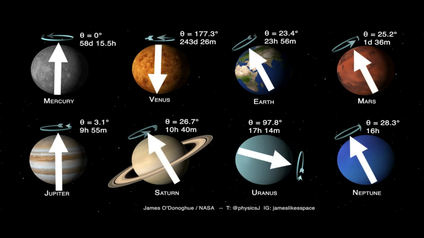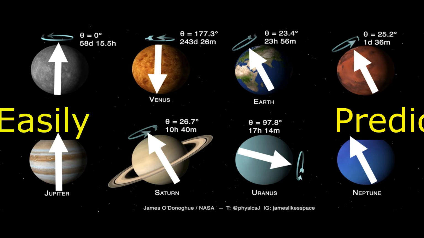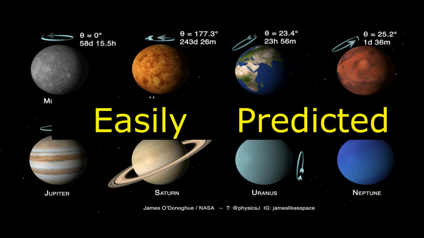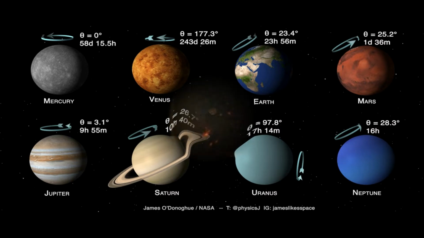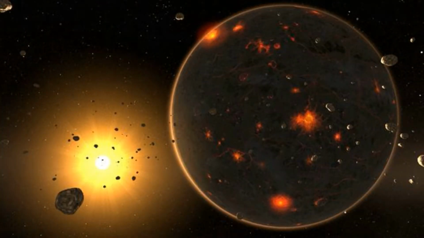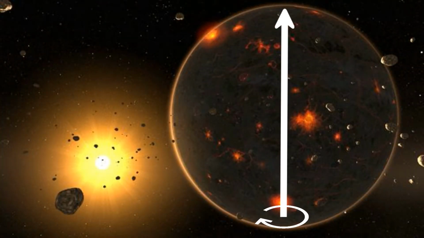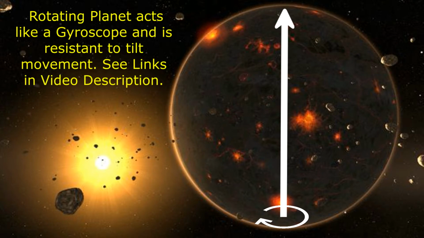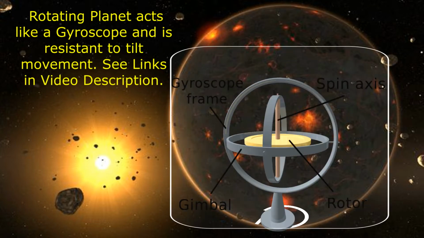Now, most people think this is random. It's not. It's actually easily predictable, and we're going to look at why. But before we get started, let's talk a little bit about asteroids and why they're not the ones that are knocking the planets over. Well, when a planet is spinning, it acts like a gyroscope and is very resistant to being knocked over. I'll put some links about gyroscopes in the description.